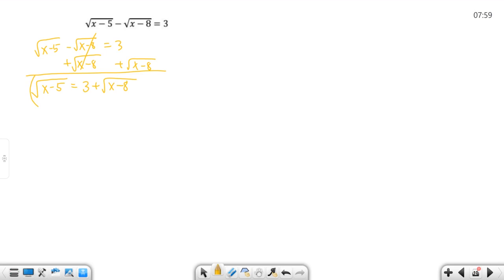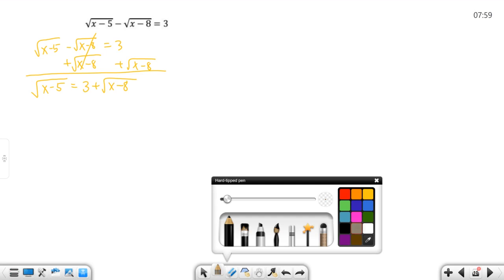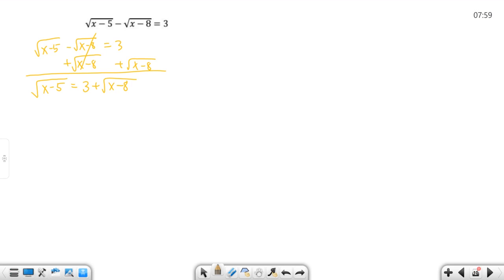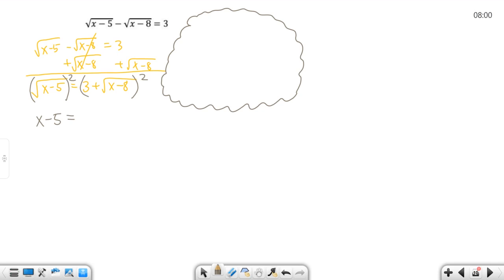Now I'm ready to take both sides, and I'm going to go ahead and change colors here because this one's just a little bit more intense. So I'm going to square this side and square this side. Square root of this squared is x minus 5, all right? Equals. This side, if I come over here in my little thought cloud, this is going to be a bigger, more intense thought cloud. I may need two boards for this one. We'll see. 3 plus the square root of x minus 8 times 3 plus the square root of x minus 8. Right? That's what I'm squaring here.